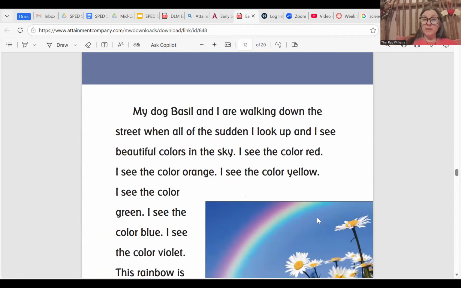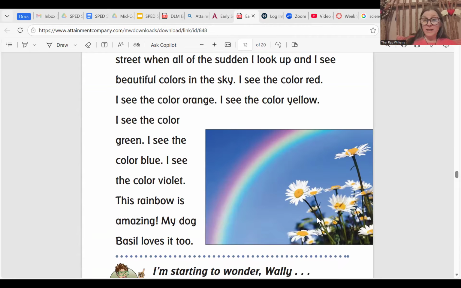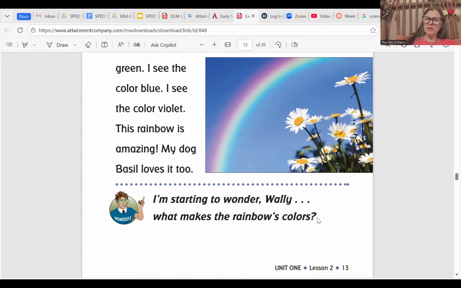My dog, Basil, and I are walking down the street when all of a sudden I look up and I see beautiful colors in the sky. I see the color red, I see the color orange, I see the color yellow, I see the color green, I see the color blue, I see the color violet. The rainbow is amazing. My dog, Basil, loves it too. I'm starting to wonder, Wally, what makes the rainbow's colors?